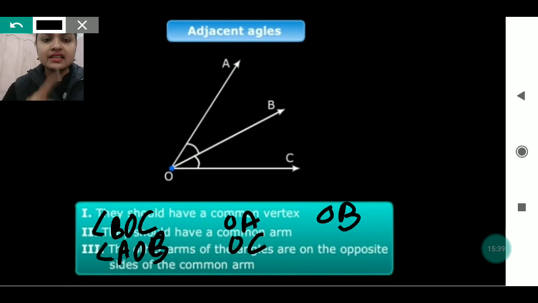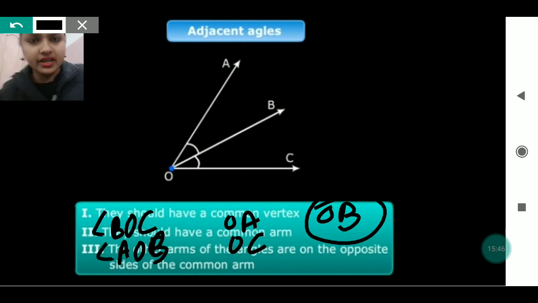That is why it is written that they should have a common arm. Which one is the common arm here? OB is the common arm, which is lying in AOB, and in BOC or COB also. The other arms of the angles are opposite, both are opposite. AOB is opposite of angle COB, and COB is opposite of angle AOB. So this is what an adjacent angle is.